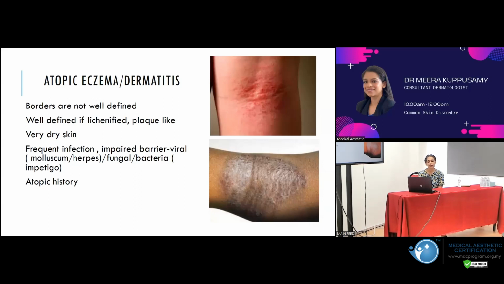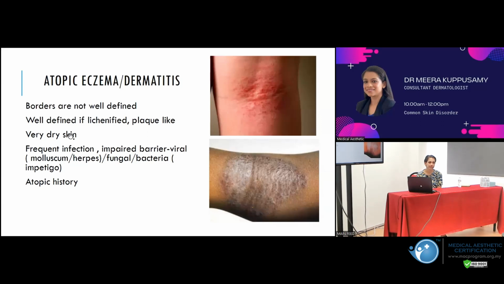However, if the lesions are very thickened and lichenified, like the second picture over here, you can see that it looks like a plaque. So it becomes thick, and these ones are well defined. It just shows that the lesions are very chronic. So this second picture is a lichenified plaque.